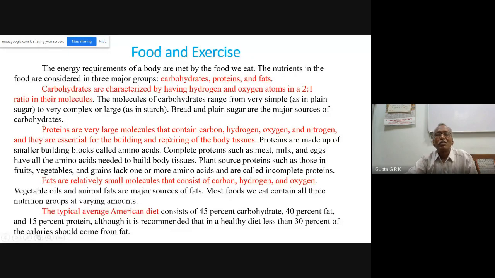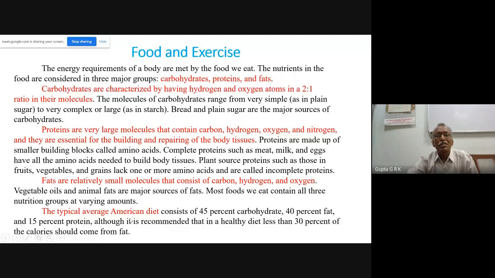And proteins are very large molecules that contain carbon, hydrogen, oxygen, and nitrogen, and they are essential for building and repairing the body tissues. Proteins are made up of smaller building blocks called amino acids. Complete proteins such as meat, milk, and eggs have all the amino acids needed to build body tissues. Plant source proteins such as those in fruits, vegetables, and grains lack one or more amino acids and are called incomplete proteins. Okay. And fats are relatively small molecules that consist of carbon, hydrogen, and oxygen. Vegetable oils and animal fats are major sources of fats. And most foods we eat contain all three nutrition groups in varying amounts.